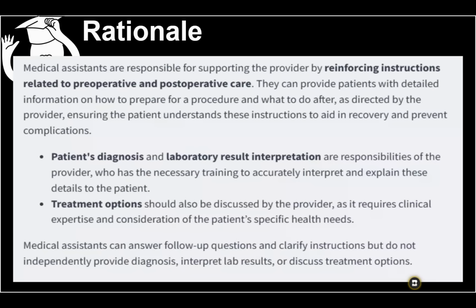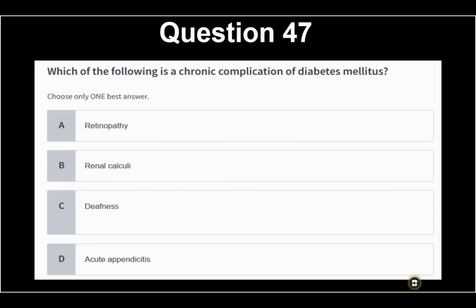Question 47. Which of the following is a chronic complication of diabetes mellitus? A, retinopathy, B, renal calculi, C, deafness, or D, acute appendicitis? If you said A, retinopathy, then you are correct.